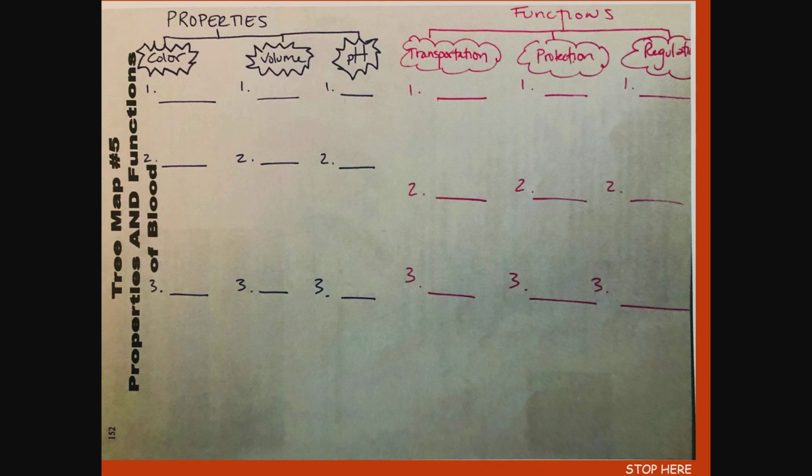Now, what you're going to do on your left page when you get to this section is a tree map. And this is how I want you guys to set it up. You're going to put properties on one side and functions on the other. For a tree map, you put the categories: color, volume, pH, and then transportation, protection, and regulation, and then give me 3 facts about each.